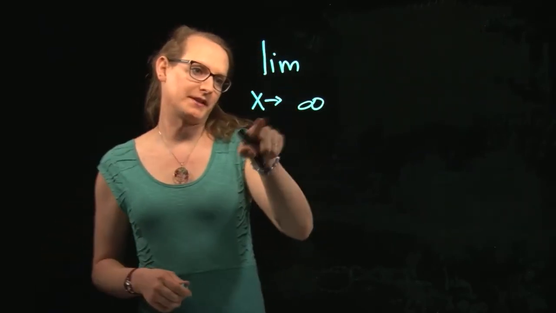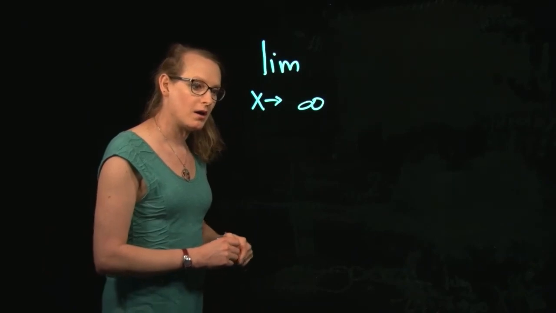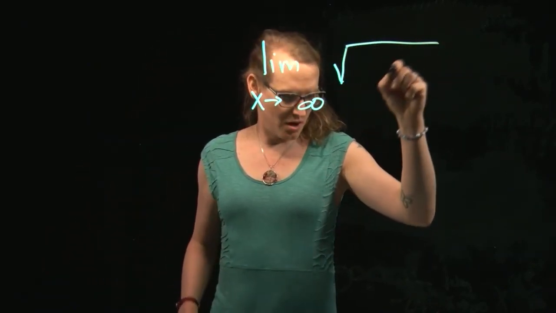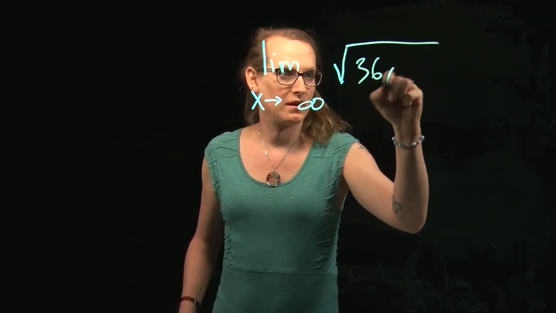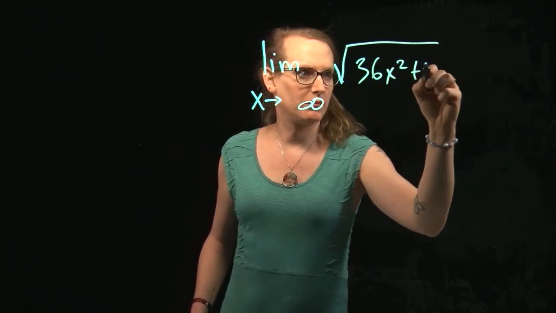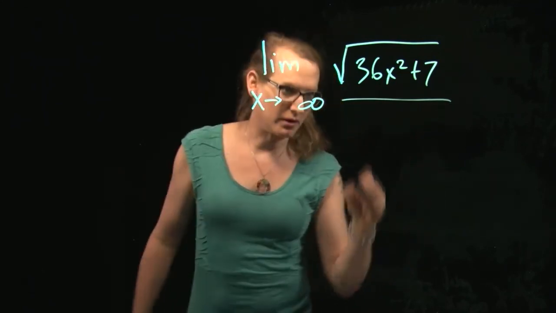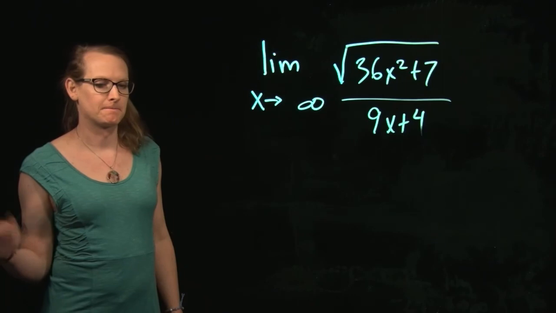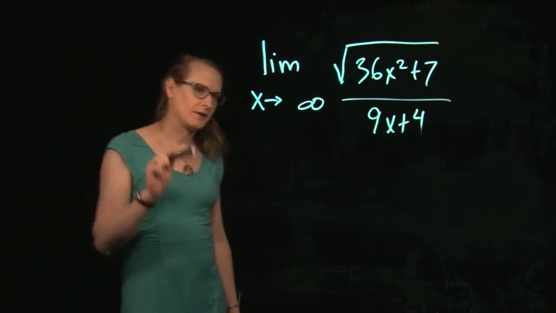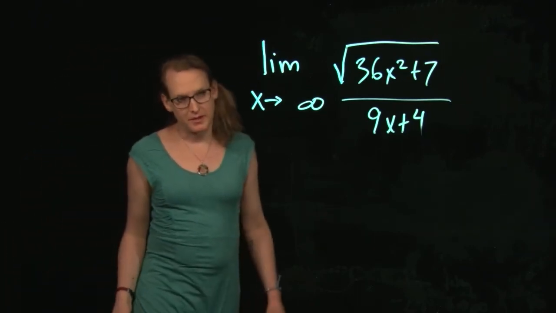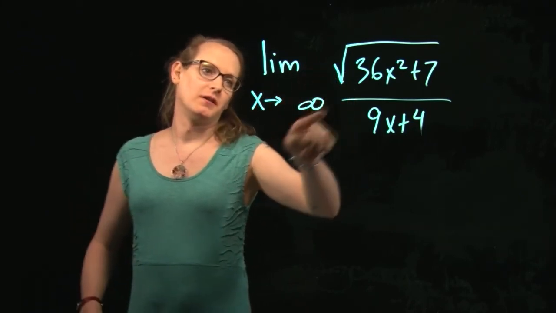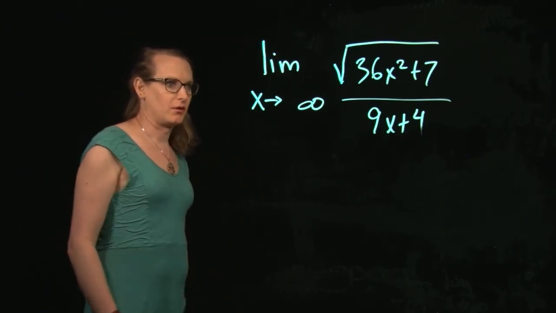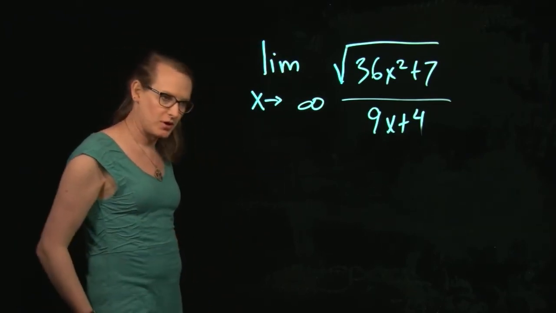So let's take the limit as x goes to infinity of the square root of 36x squared plus 7 over 9x plus 4. There's a theme in these problems. The theme is rational function behavior out near positive or negative infinity. So I'm going to just dive right in on this one.